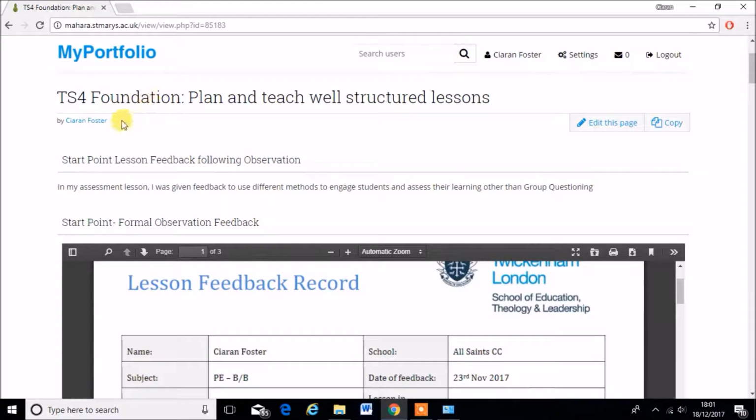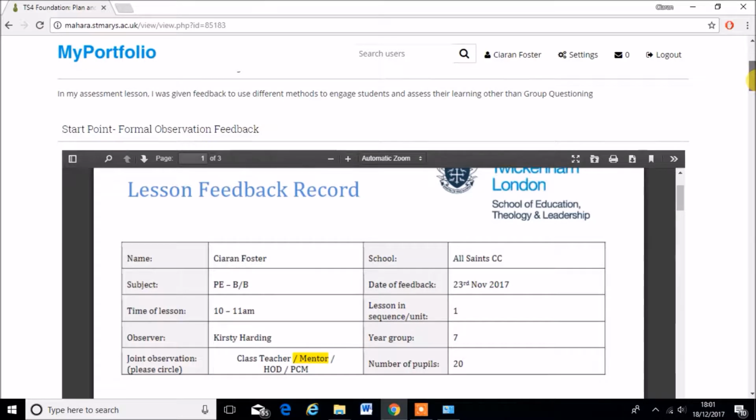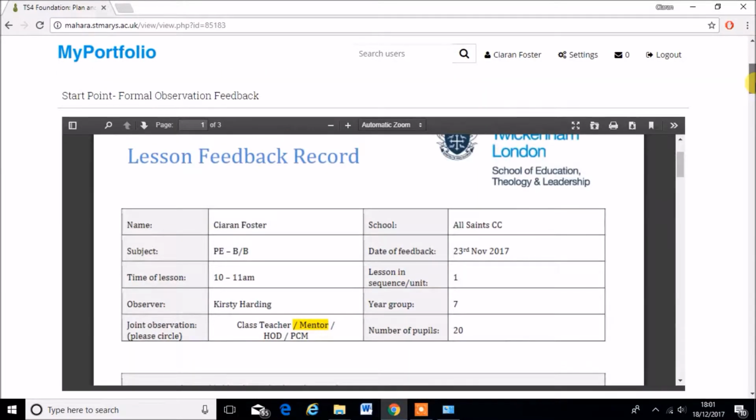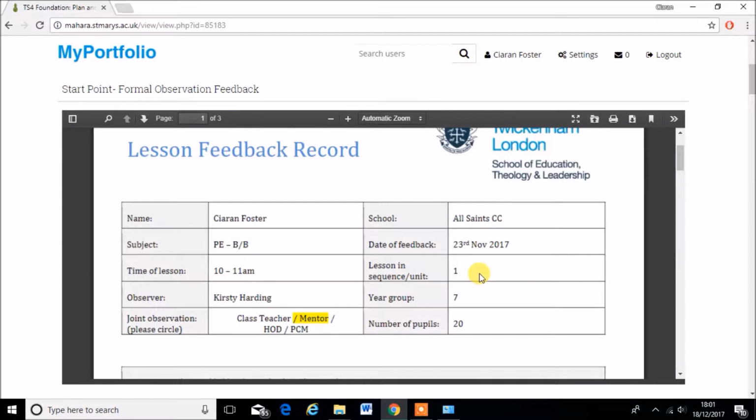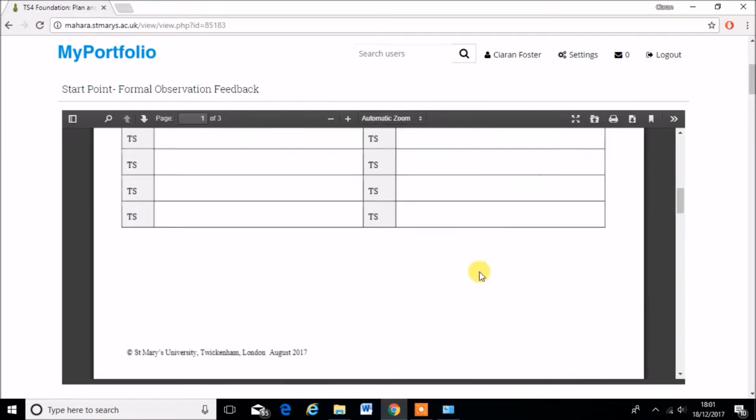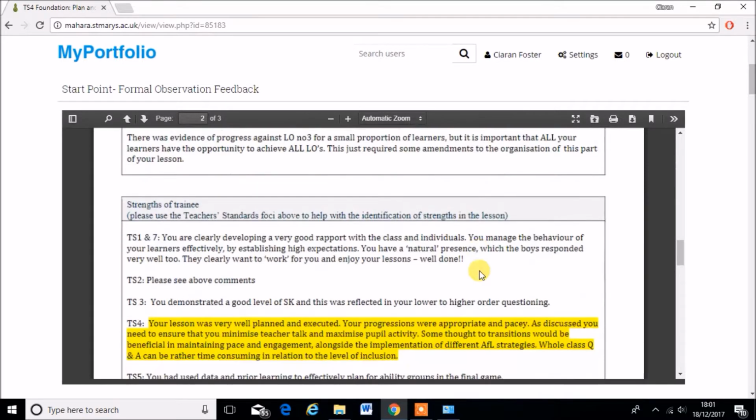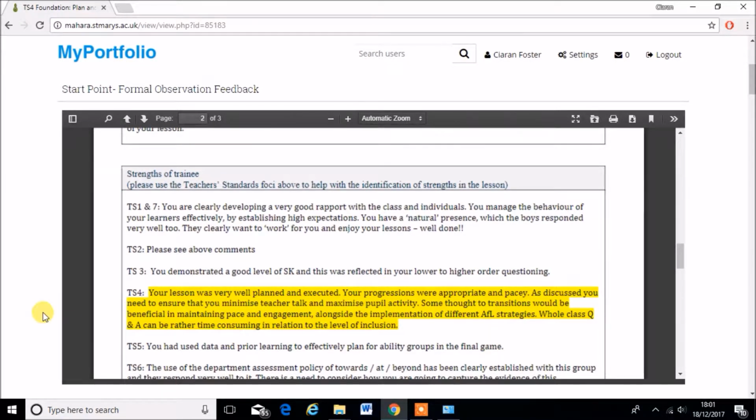So looking at TS4 for my foundation placement, planning and teaching well-structured lessons. I use my formal observation sheet conducted by Kirsty as my starting point for this standard. From our discussions, Kirsty said your lesson was very well planned, your progressions were appropriate and pacey. As discussed, you need to ensure you minimize teacher talk and maximize pupil activity. Some thought to transition would be beneficial in maintaining pace.